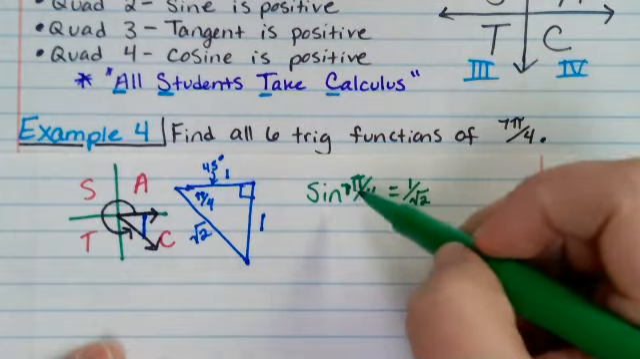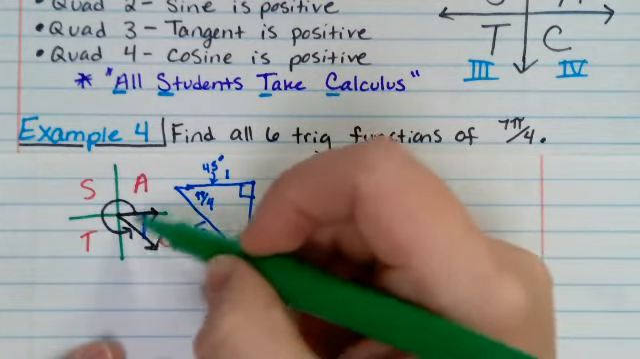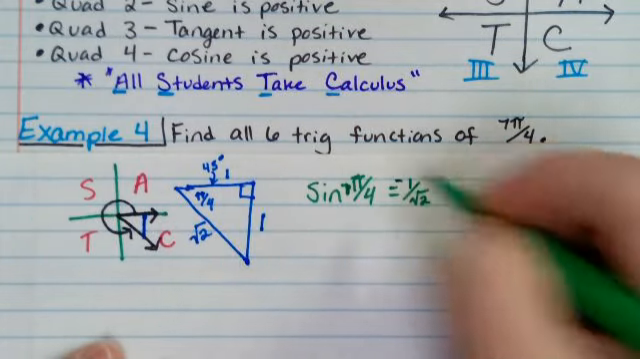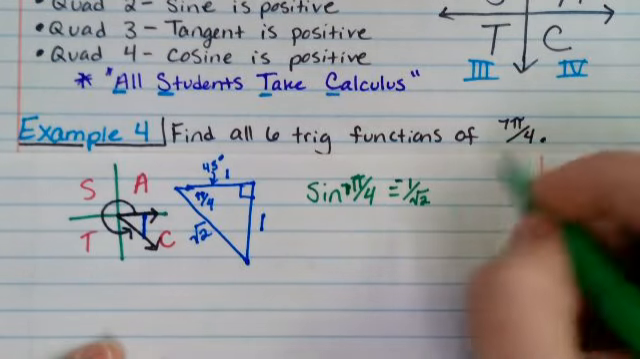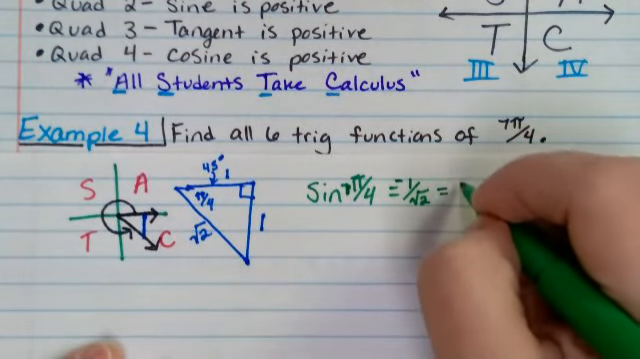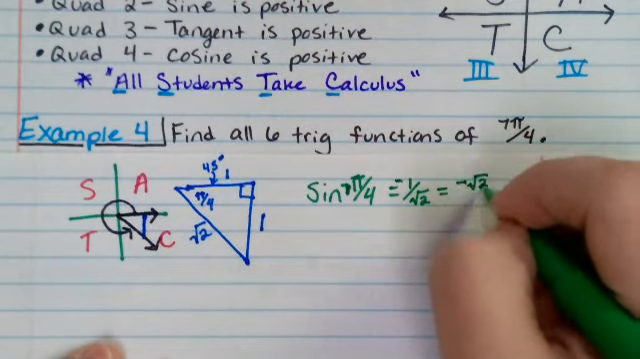Keep in mind 7 pi over 4. Sine should be negative in this quadrant. So this is a negative 1 over square root 2, which we can rationalize. This is negative square root 2 over 2.